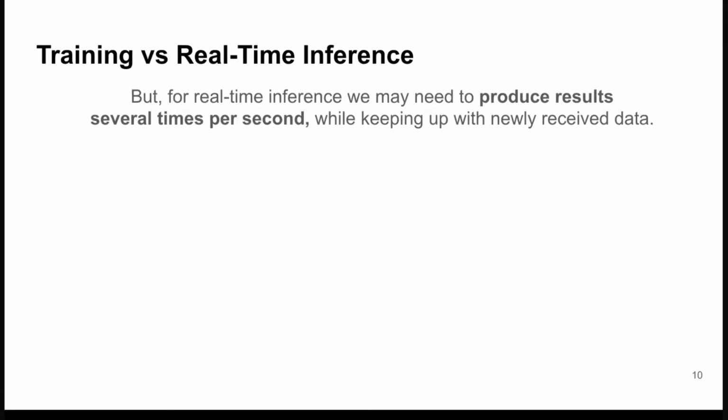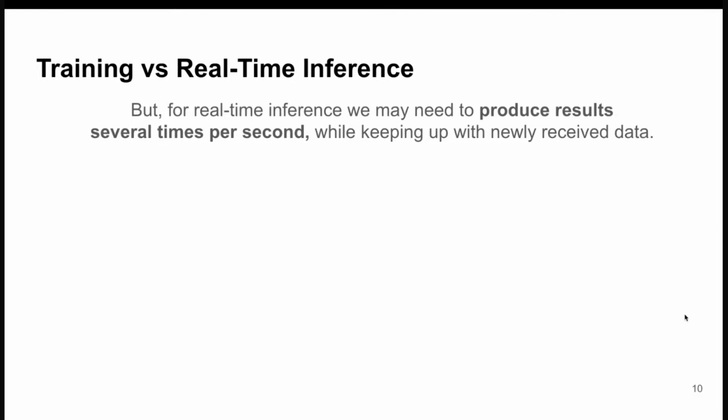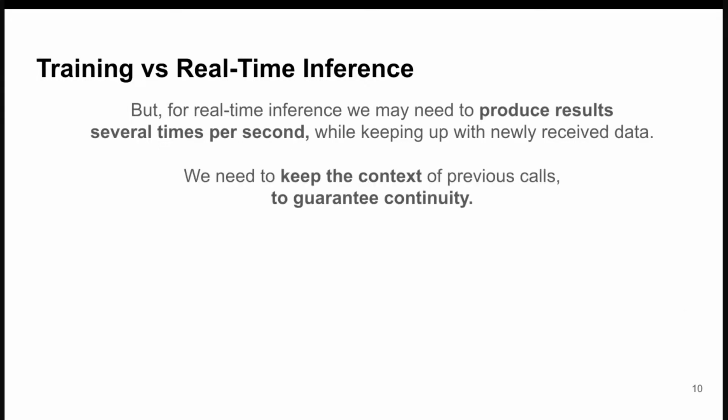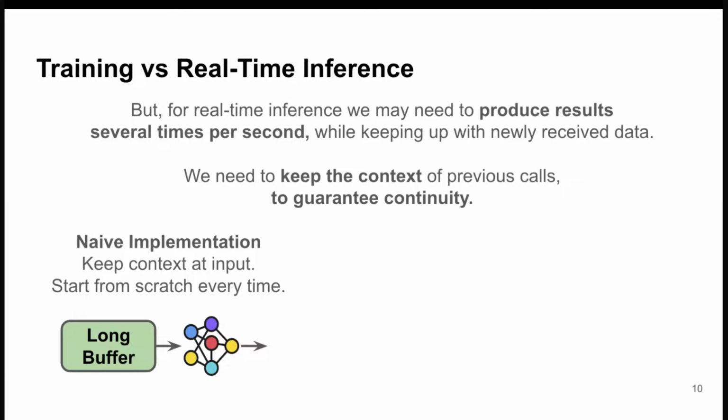Yeah, so the problem is that when we need to do real-time inference, we're going to have to keep up with this incoming data, and we're going to need to keep giving results back to the system that we're working with. In a more specific way, often what this means is that we need to keep around some context from previous calls to make sure that we can maintain continuity.